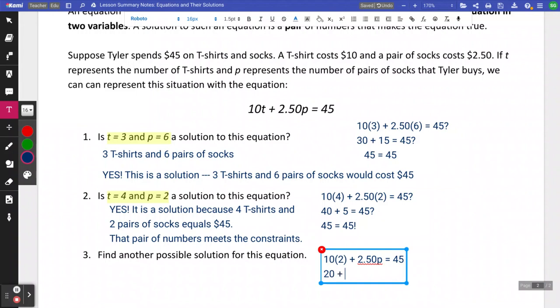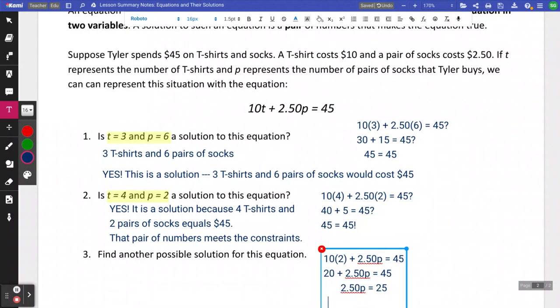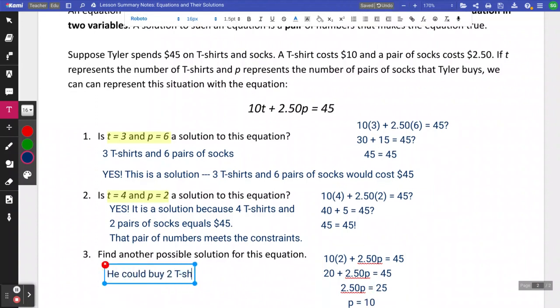But if I do 2 t-shirts, let's see what happens. I'm getting 2.5p equals 25. And when I divide that by 2.5, I'm going to get p equals 10. So I'm seeing he could buy 2 t-shirts and 10 pairs of socks. That also would meet all of the constraints.